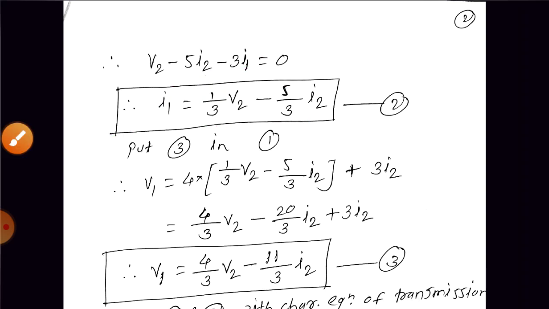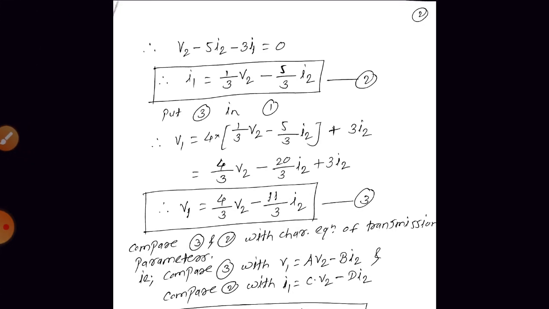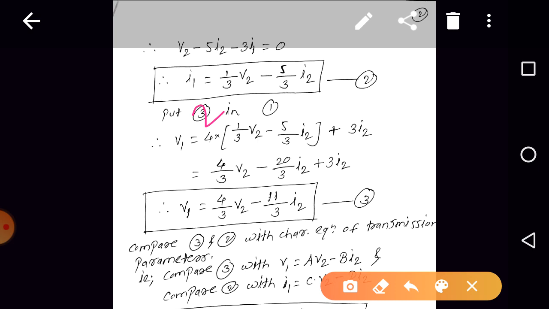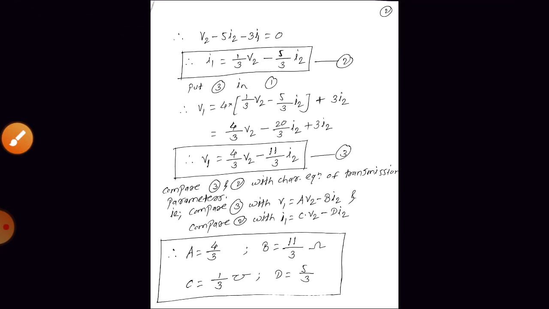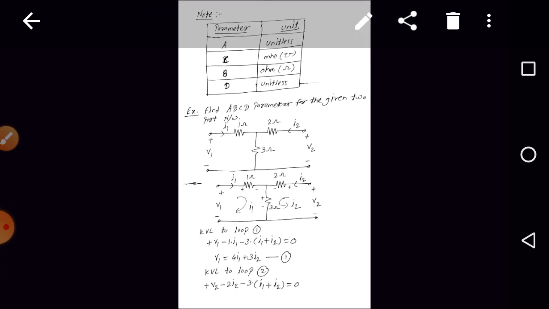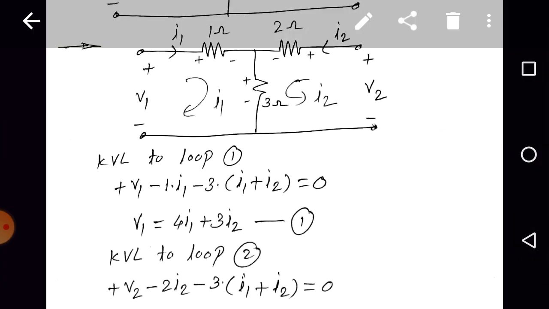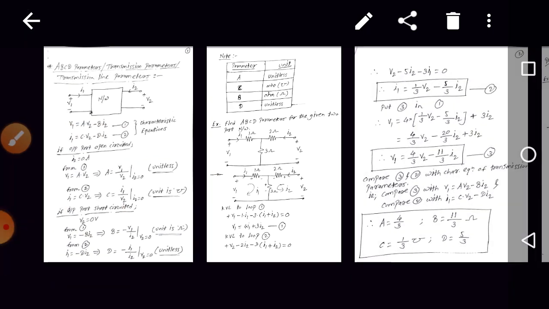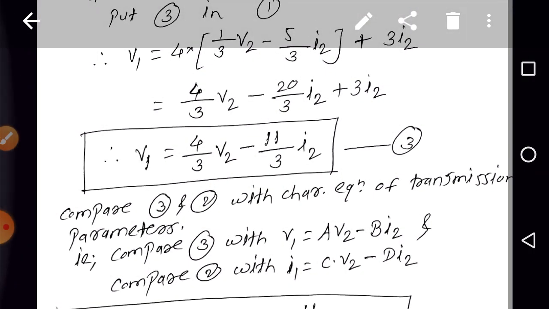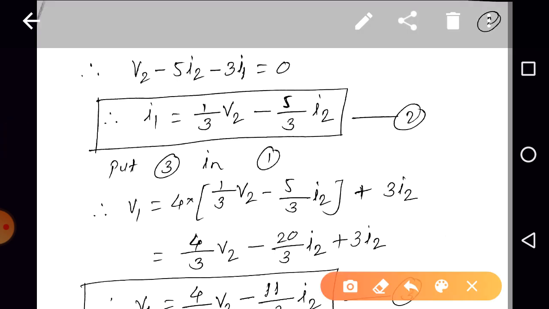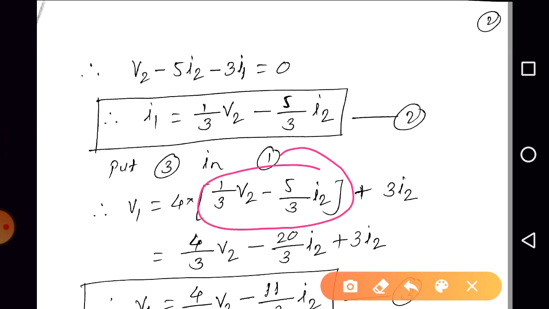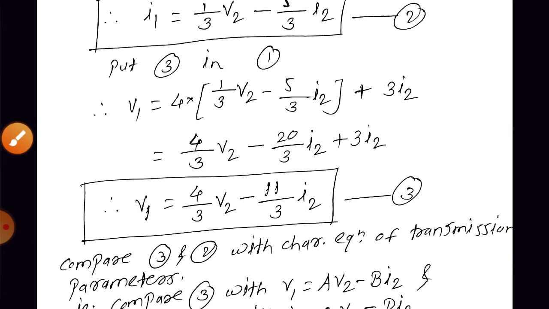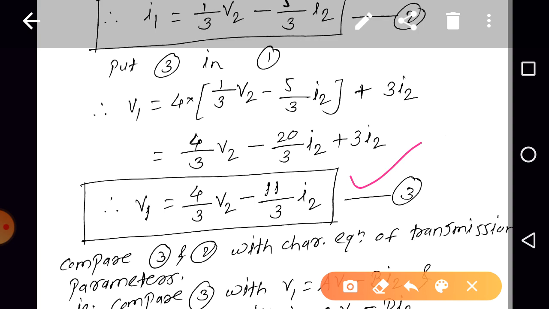Now this should be equation 2, I'm sorry. So can we put equation 2 in 1? Yes, in equation 1 we have I1, and we need to replace this I1 with equation 2, right? So we can write V1 is equal to 4 into I1, that is from equation 2, plus 3I2, right? And after that multiplication and rearranging the terms, we can write V1 is equal to 4 by 3 V2 minus 11 by 3 I2. So it is like V1 is equal to A V2 minus B I2.